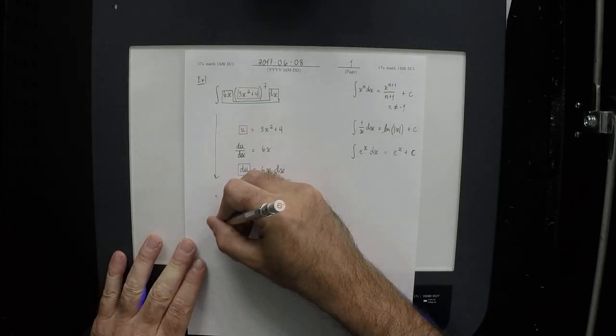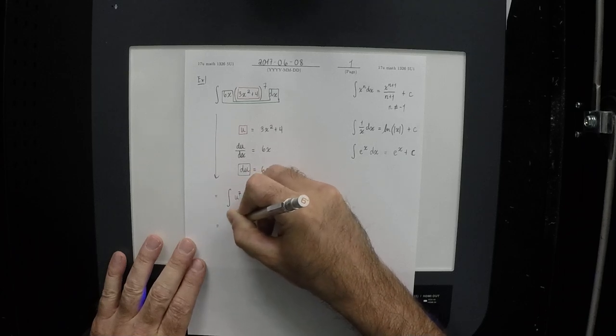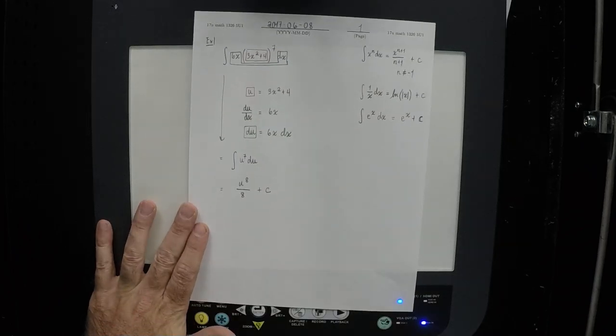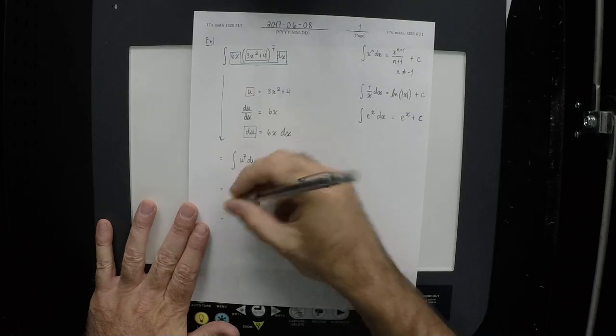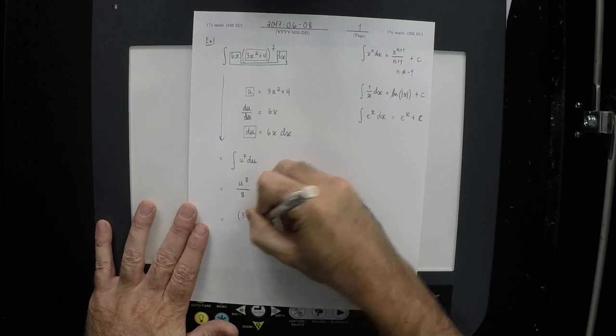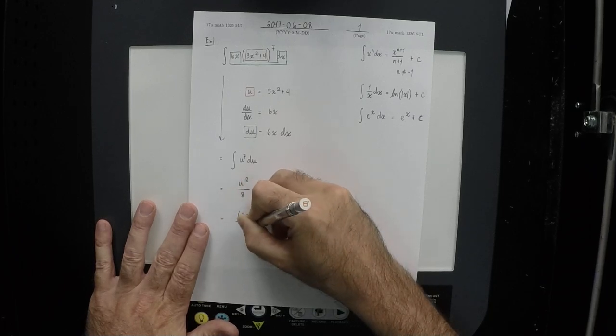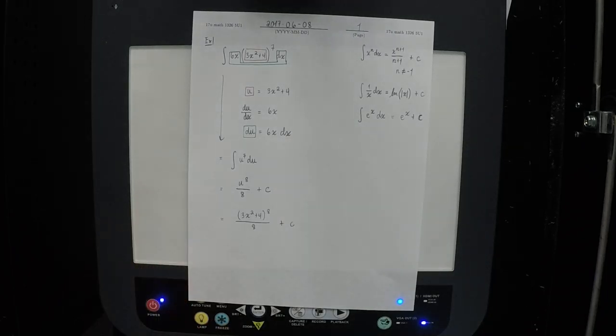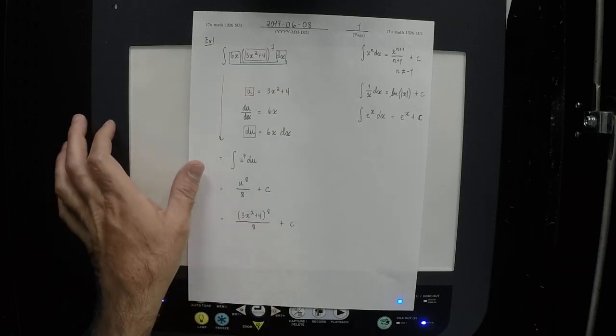So specifically, the answer will be u to 8 over 8 plus a constant. And then, is this the answer to the exercise? No. And why not? Very good. So then, finally, the answer will be (3x squared plus 4) to exponent 8, and then over 8, and then plus c. Any question about this? Okay.